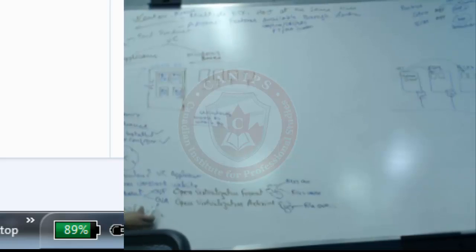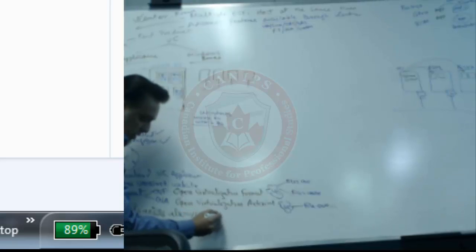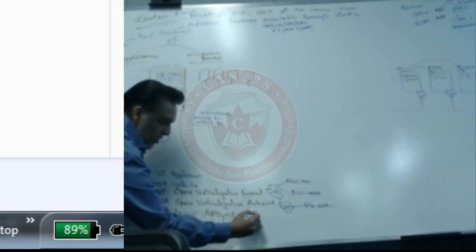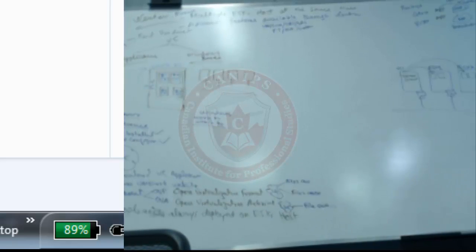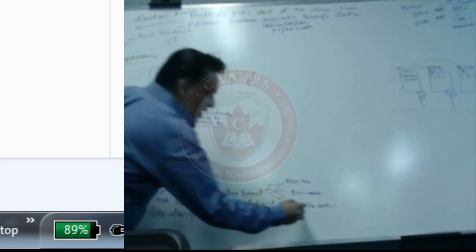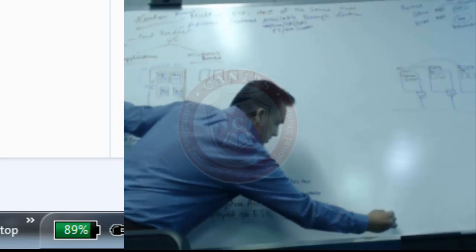So appliances are always deployed on an ESXi host to become a VM, and then can be accessed from any other server. Yes. So an appliance always becomes a VM.